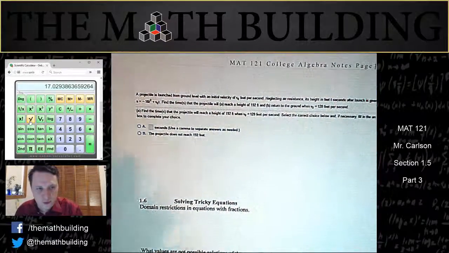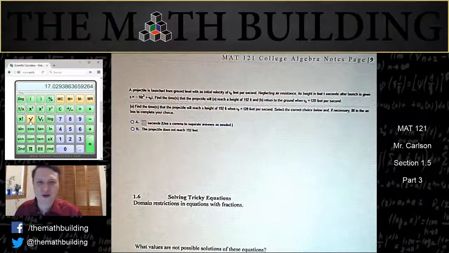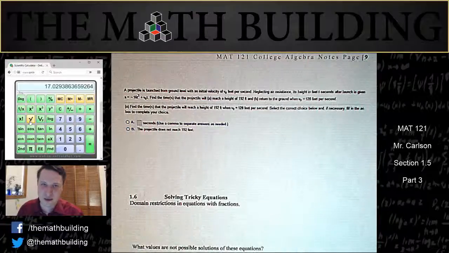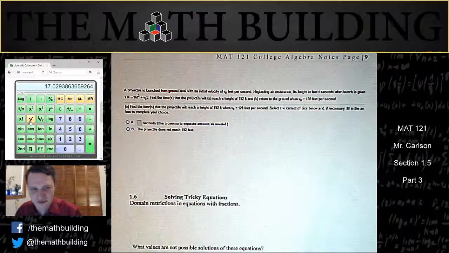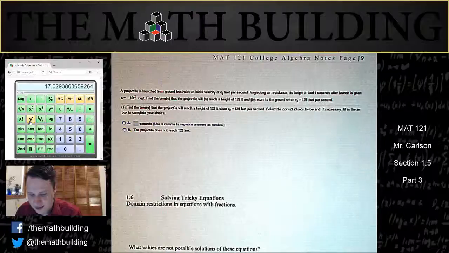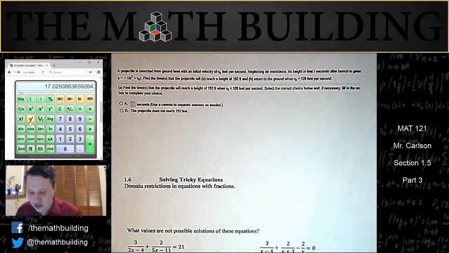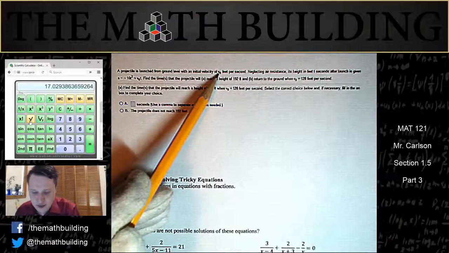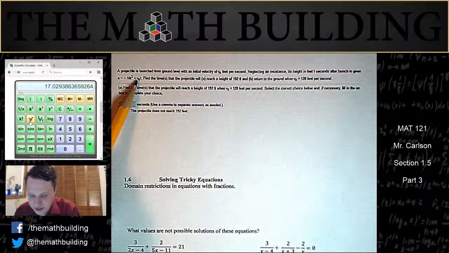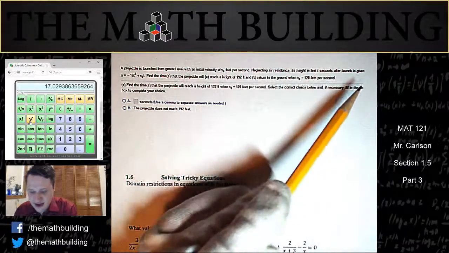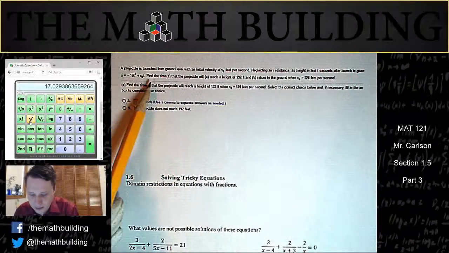And so here we go. This is a really important problem that we'll look at in more detail in class, but I'll just cover the basics on how to solve this right now. It says a projectile is launched from ground level with an initial velocity of v0 feet per second. So there's that value right there. Neglecting air resistance, its height in feet after launch is given by this formula.